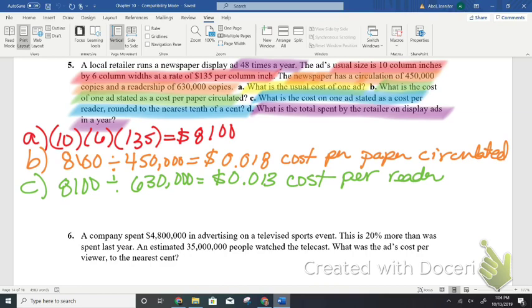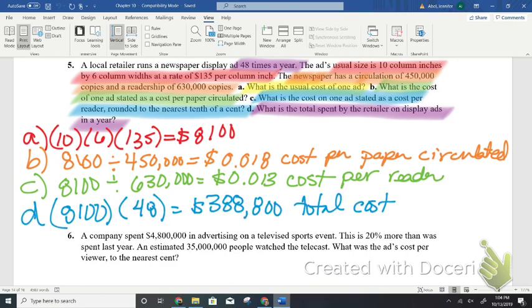Next, we're asked to find the cost per reader. Because there are more people reading the newspaper than there are copies, because some papers end up being shared, it ends up bringing the cost down just a little bit to $0.013 per reader.